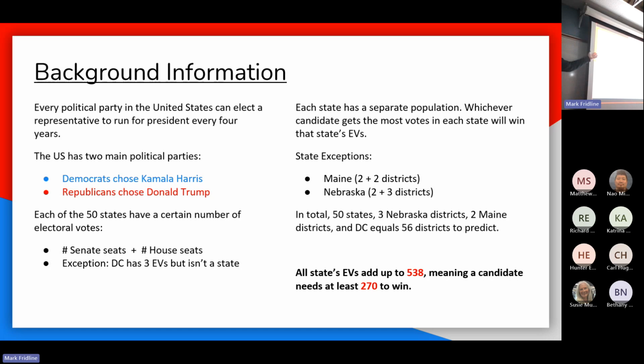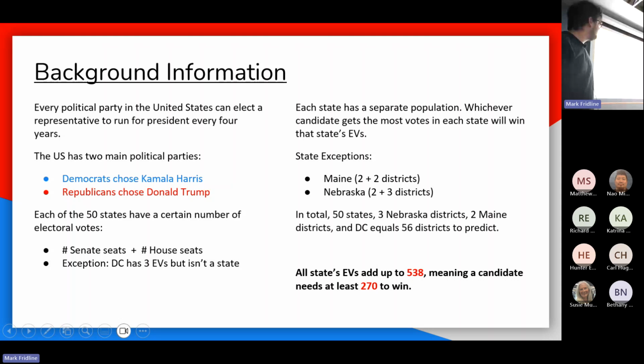So every political party in the United States can elect a representative to run for president every 4 years. The US has two main political parties, the Democrats and the Republicans. The rest usually do not get enough votes to even be considered in the election, so they were not really considered in my model. In this case, the Democrats chose Kamala Harris as their representative, and the Republicans chose Donald Trump as their representative.